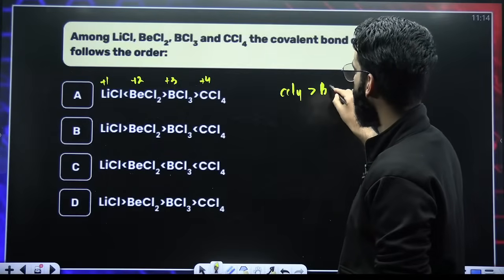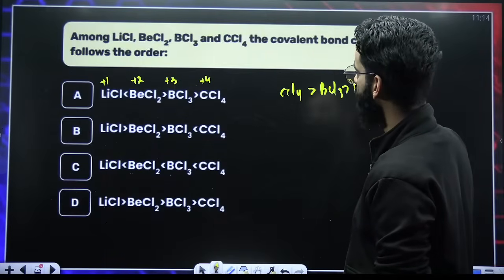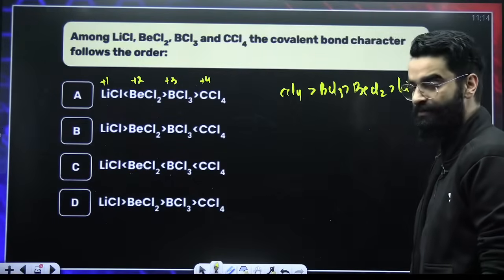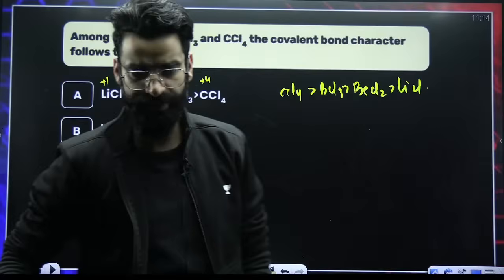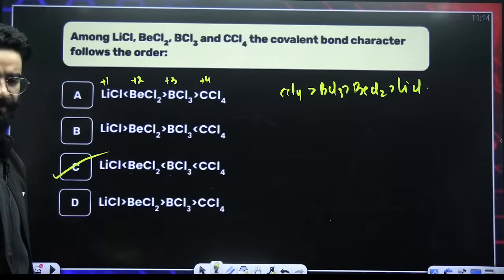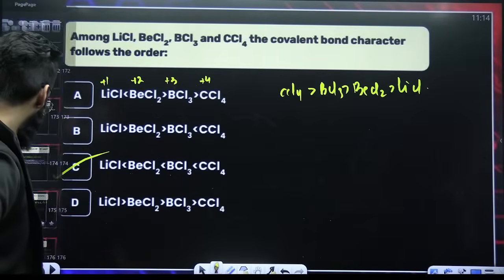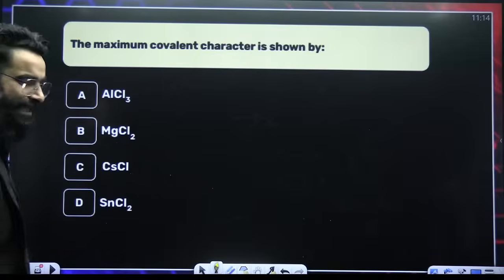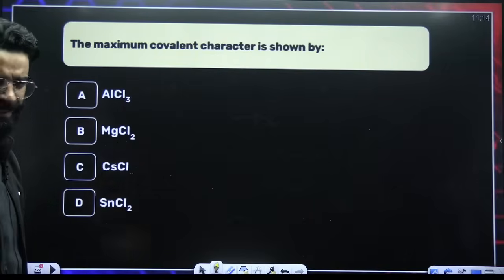Followed by BCl3, followed by BeCl2, followed by LiCl. Right? Check the answer quickly. CCl4, BCl3, BeCl2, LiCl. Absolutely. You all are perfectly right. It's option C, which is the correct answer of the question. Done and dusted. The maximum covalent character is shown by... quickly, less than 10-second question.